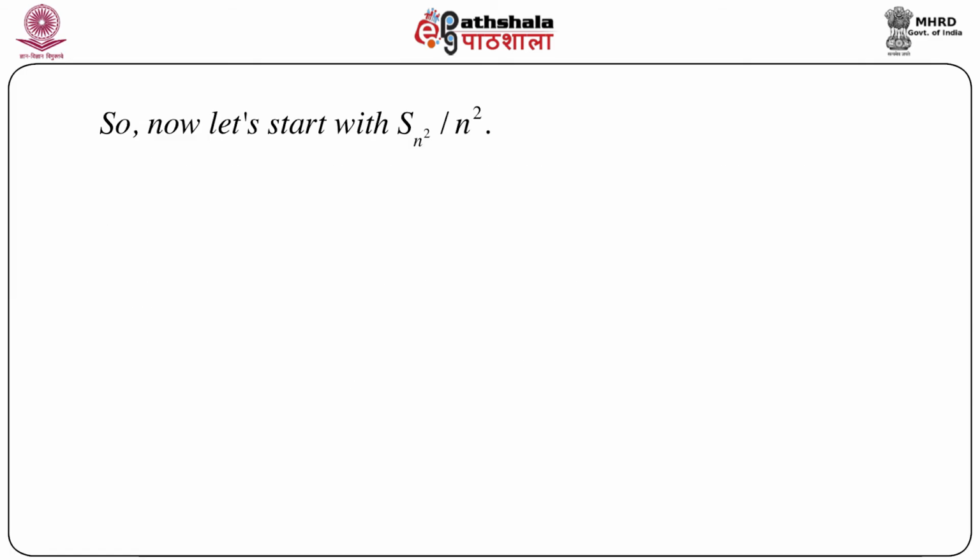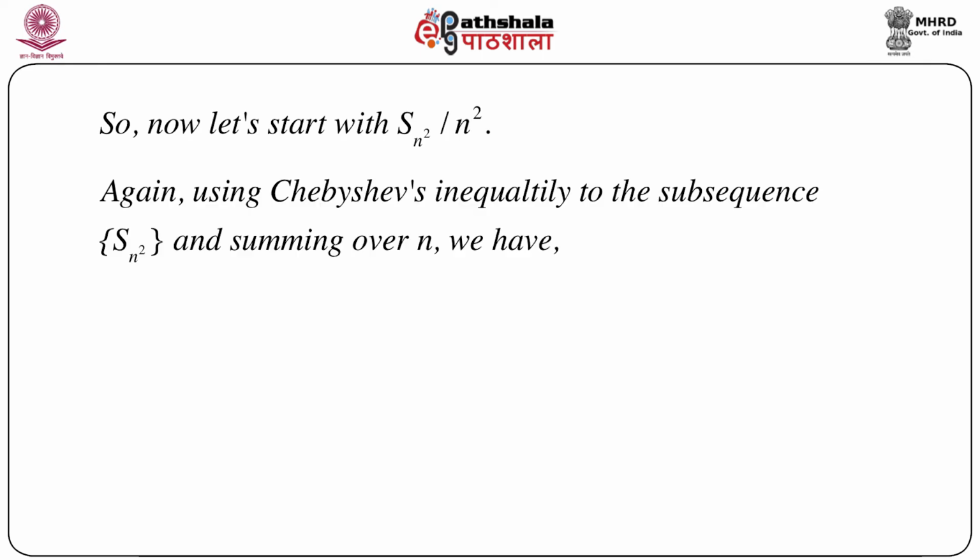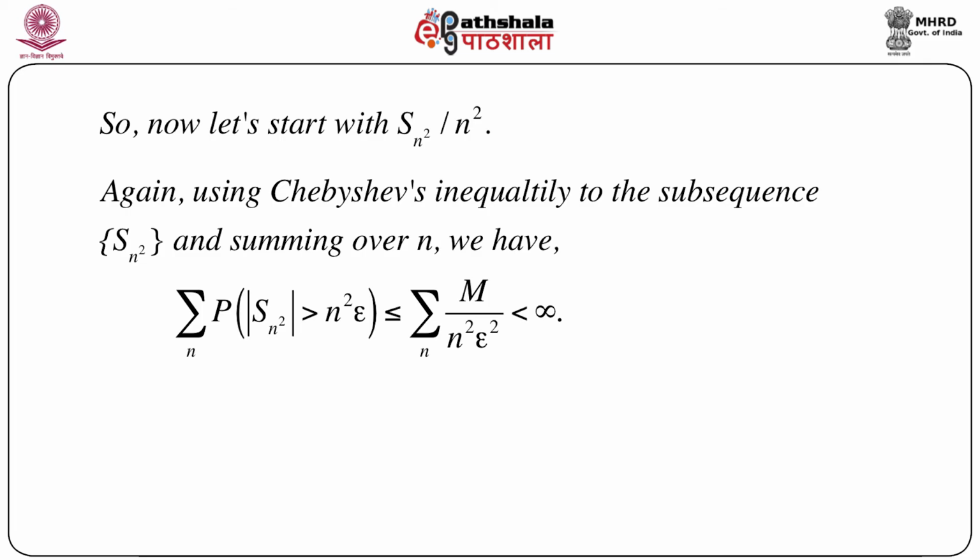So let's change a little bit, and let's start with S n square by n square. Again applying Chebyshev's inequality to the subsequence S n square and summing over n, we can have exactly similarly. Now remember, in the suffix, initially it was n in the previous case; now we replace it by n square. So we have to replace all the n by n square. That means the right hand side becomes summation over n of M by n square epsilon square. Now this quantity is finite, this series is convergent.